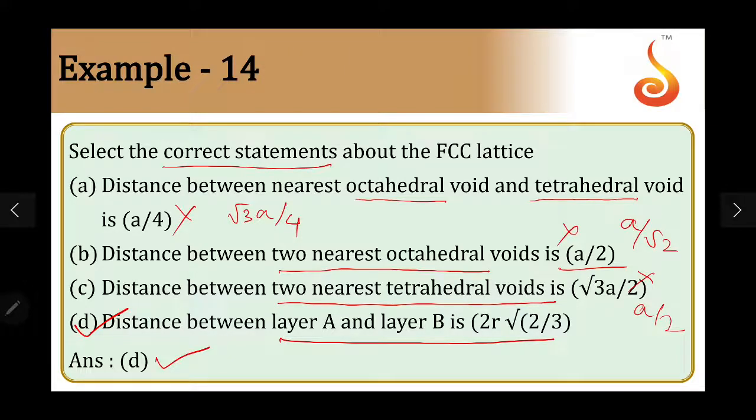So the correct statements they are asking, so it's going to be A, B. Sorry, correct statement only. A, B, C are incorrect, not matching. D is the only correct statement.